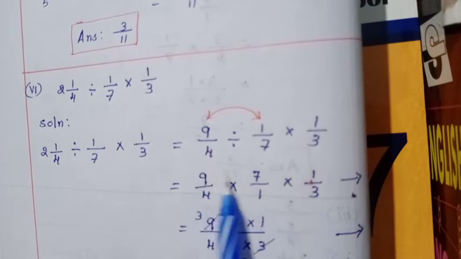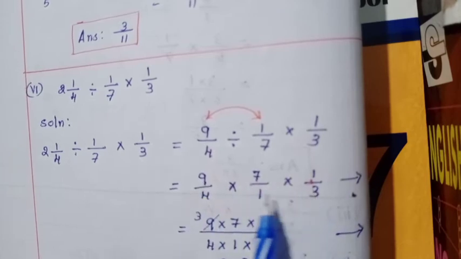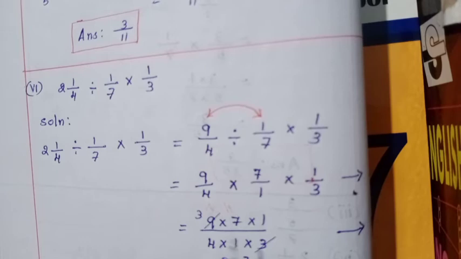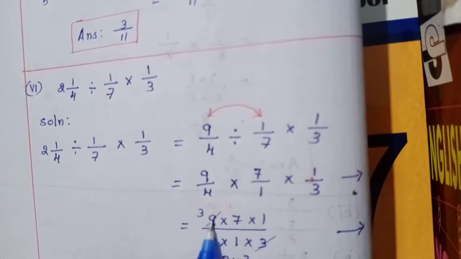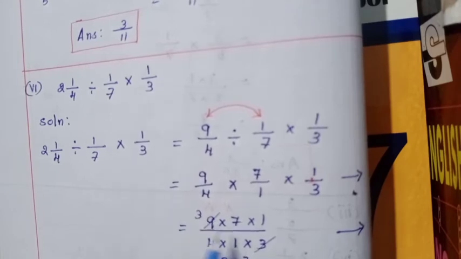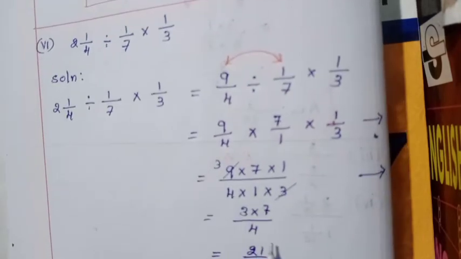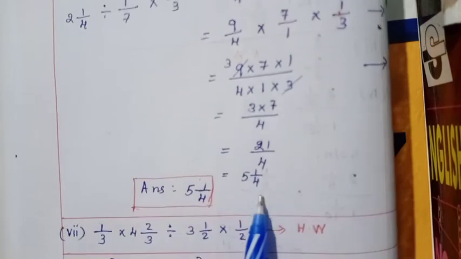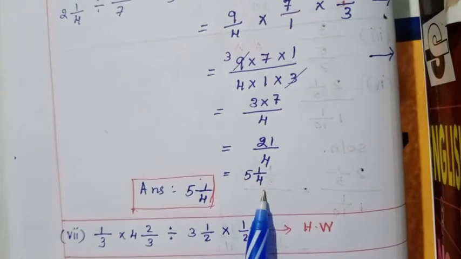So all together, complete multiplication only. Then 9 into 7 into 1 is the numerator, 4 into 1 into 3 is the denominator. Here 3 and 9 we can divide, 3 times in 9. So 3 and 9 cutting and 3 writing. Then other numbers we cannot cancel. So 3 into 7 into 1 in the numerator, and in the denominator only 4 remaining. 3 into 7 is 21 by 4. 21, the numerator, is the bigger number, so we have to divide. This 5 1 by 4 is the answer.